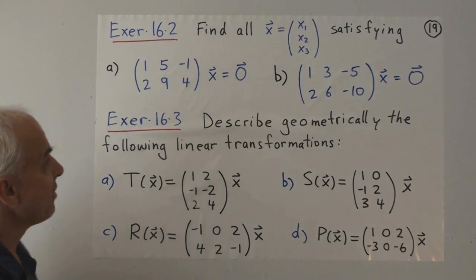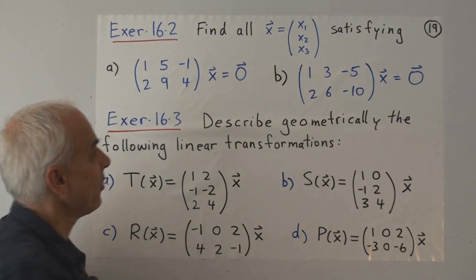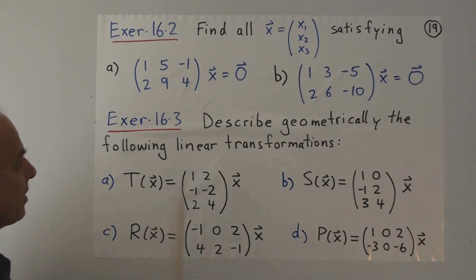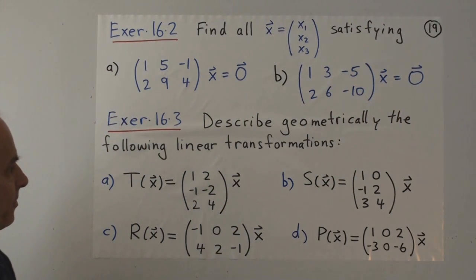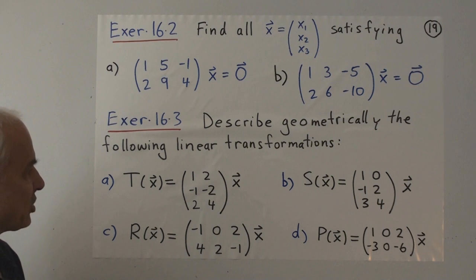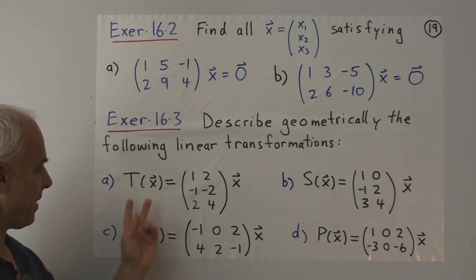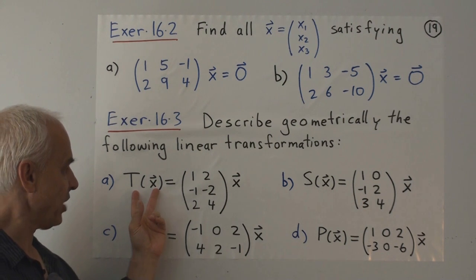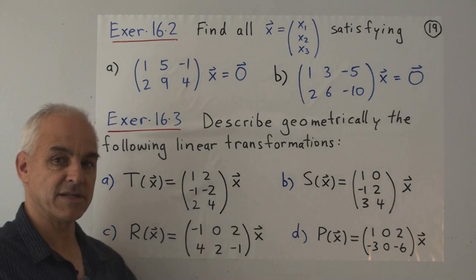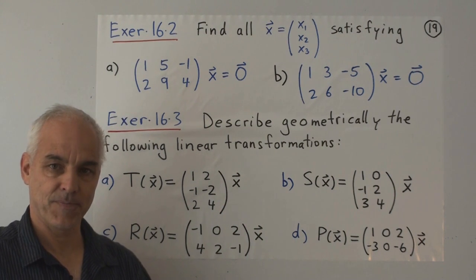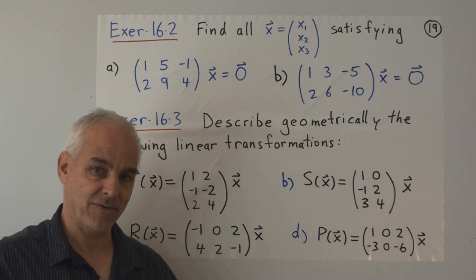Our second exercise, find all solutions to these 2 equations in the variables x1, x2, and x3. The notable thing being that the right-hand side is 0. And our third exercise, describe geometrically the following linear transformations. So I'm giving you the transformation in terms of T of x equals this matrix multiplying some unknown vector x. And part of the question is to figure out how big that vector x is.